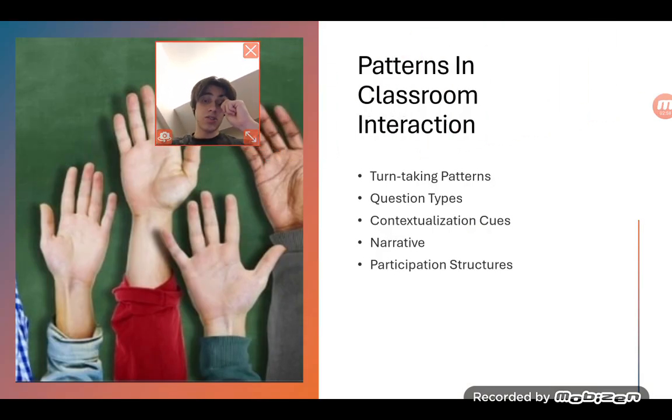Patterns in classroom interaction. This actually divides into five. One, turn taking patterns. Two, question types. Three, contextualization cues. Four, narrative. And five, participation structures. I'm going to explain them in detail in the next pages.